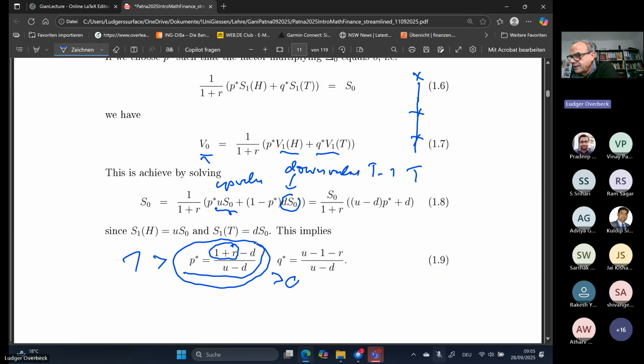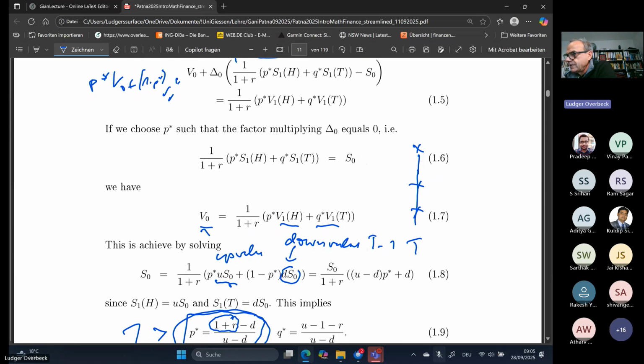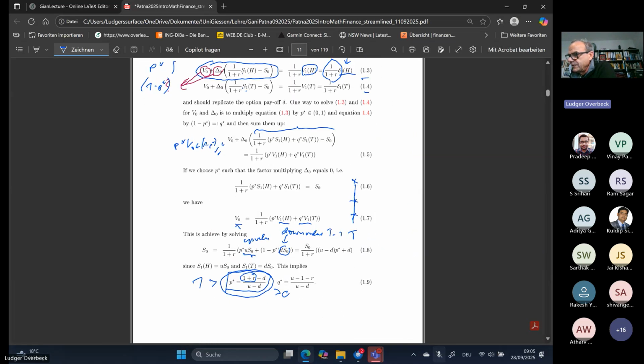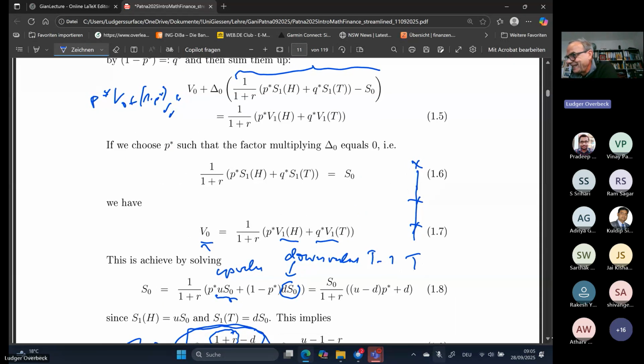This P star makes this term 0. Can I do it like this? So this P star makes this term 0, solves this equation, and so we have a fast way, put it like this, to solve this equation by introducing P star from a theoretical, probability theory point of view.